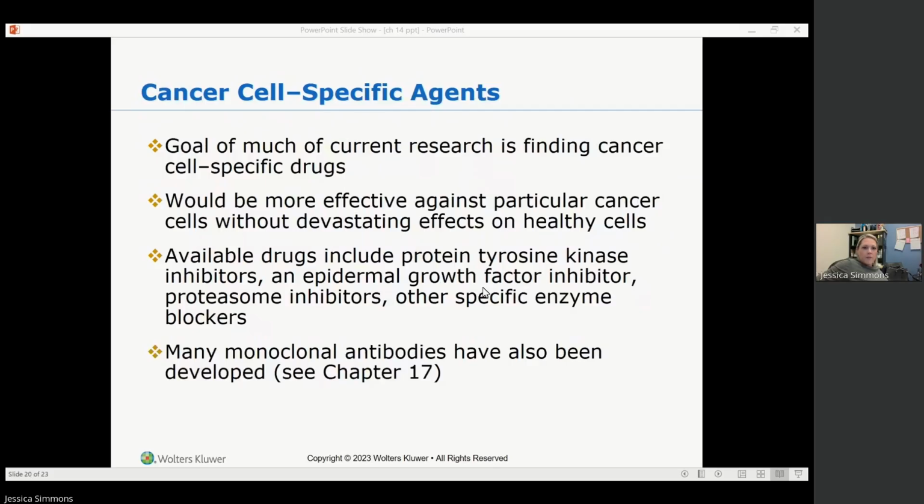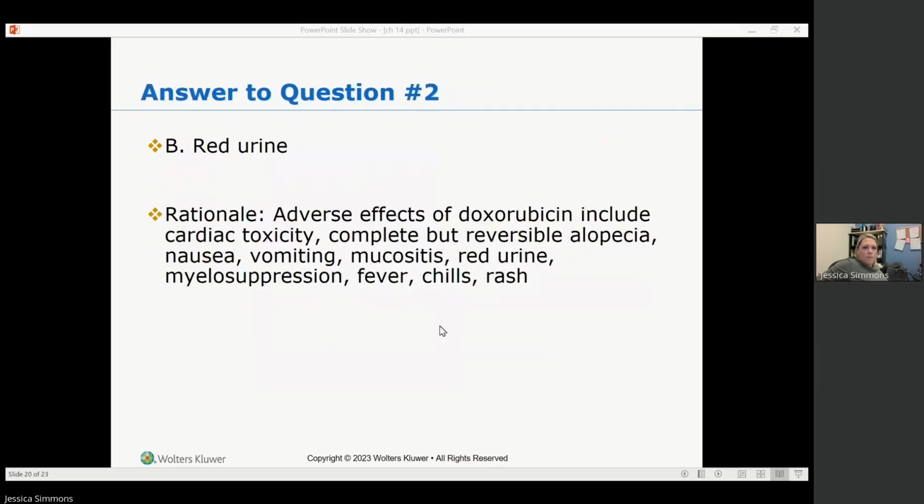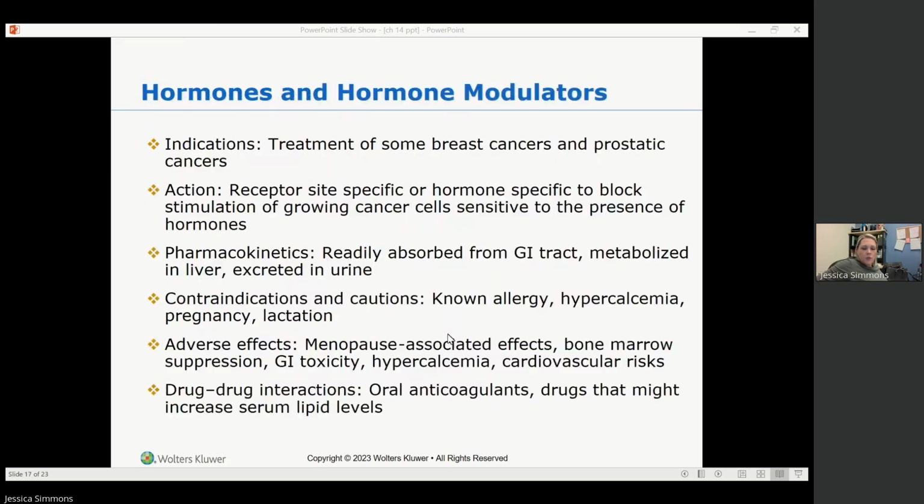Cancer cell specific agents. Wait, I want to go back to the hormone drugs because we didn't talk about breast cancer medications. So you have estrogen receptor blockers, monoclonal antibodies, and aromatase inhibitors. That starts on page 349.